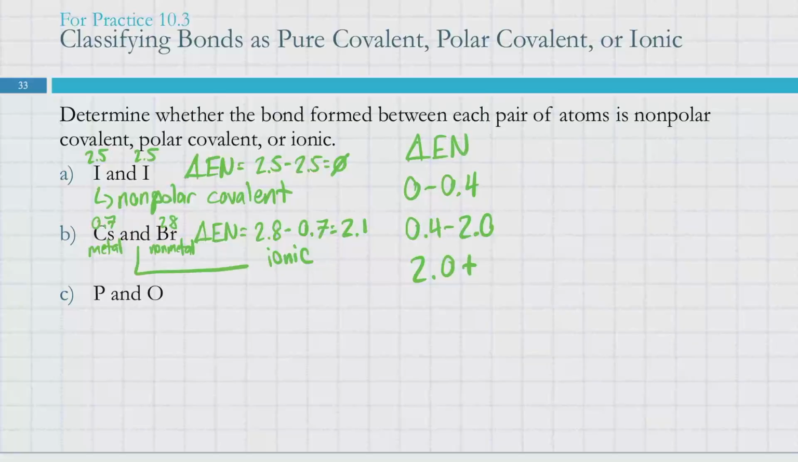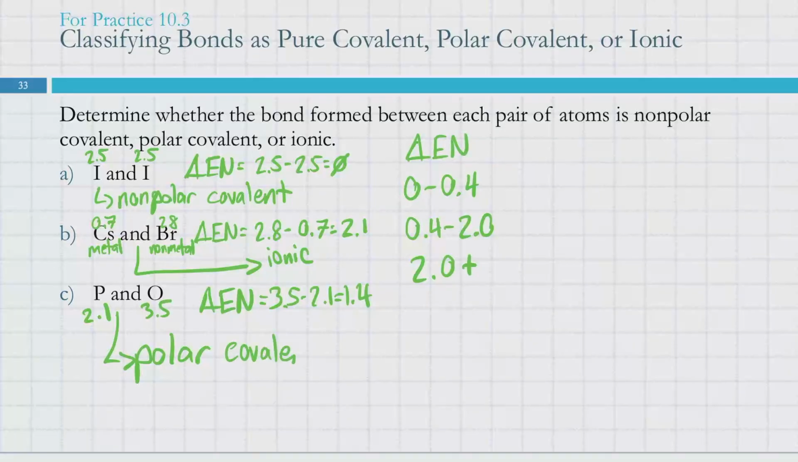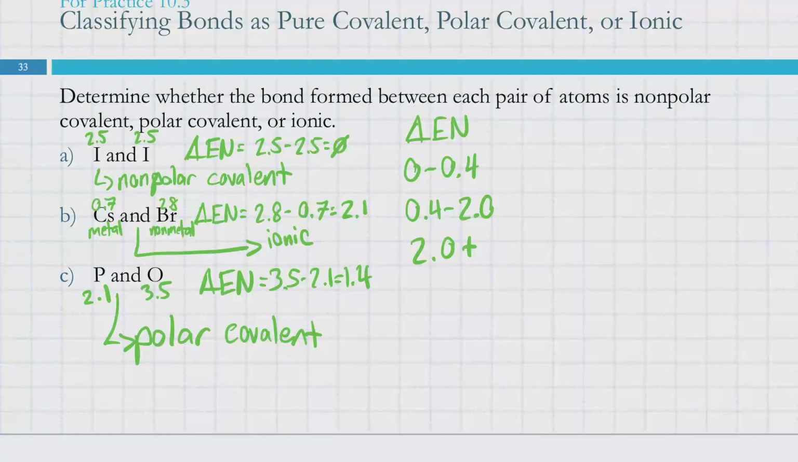And then, last but not least, P and O. Phosphorus has a 2.1, oxygen has a 3.5. So our difference in electronegativity, 3.5 minus 2.1, is a difference of 1.4, which is going to be polar covalent.